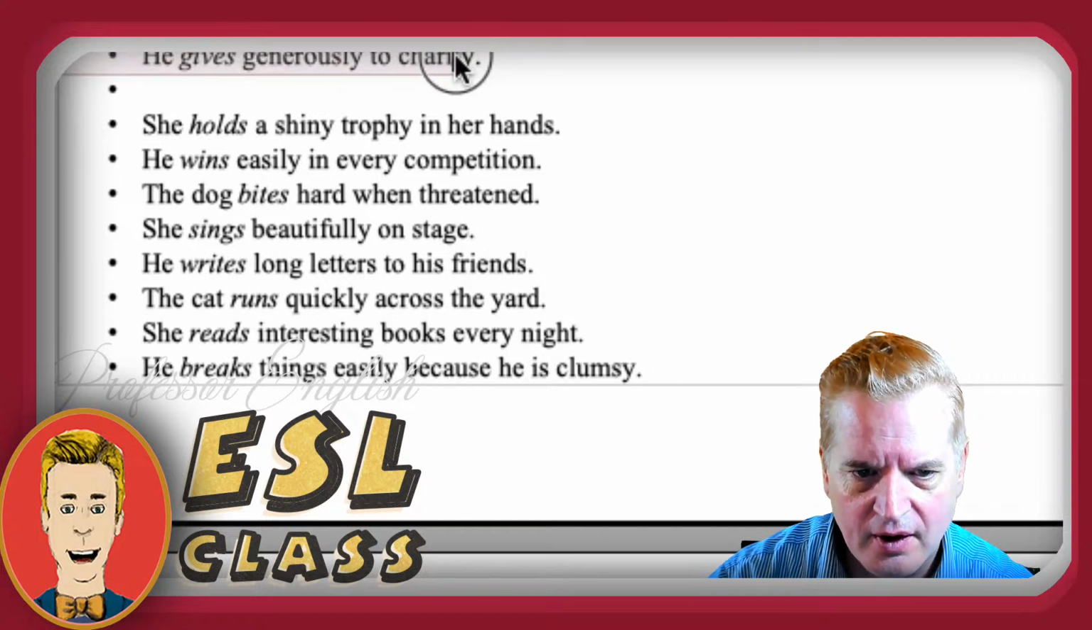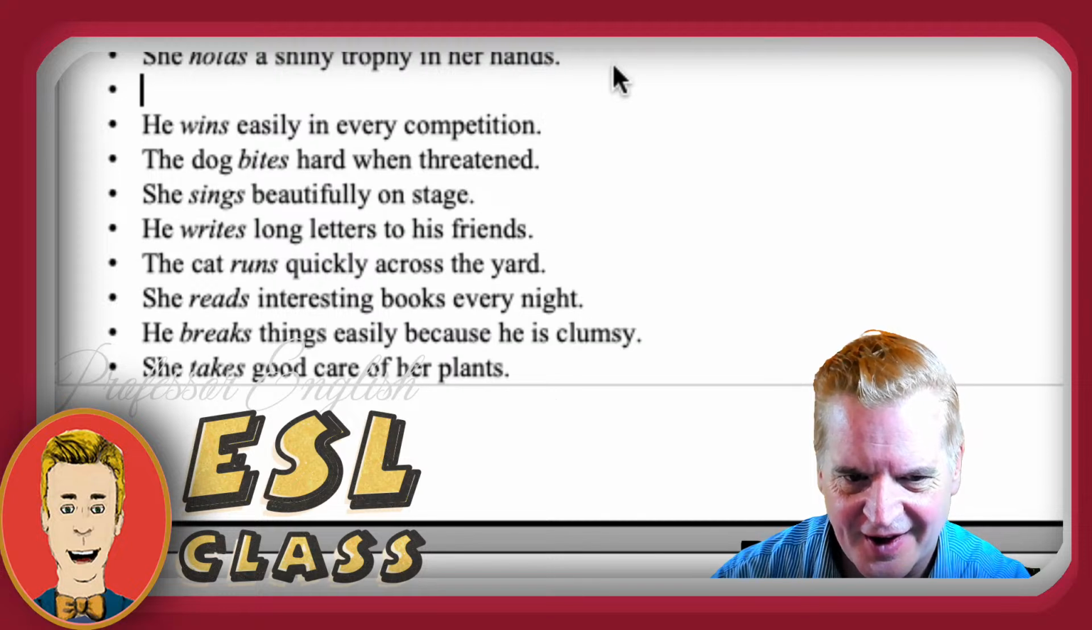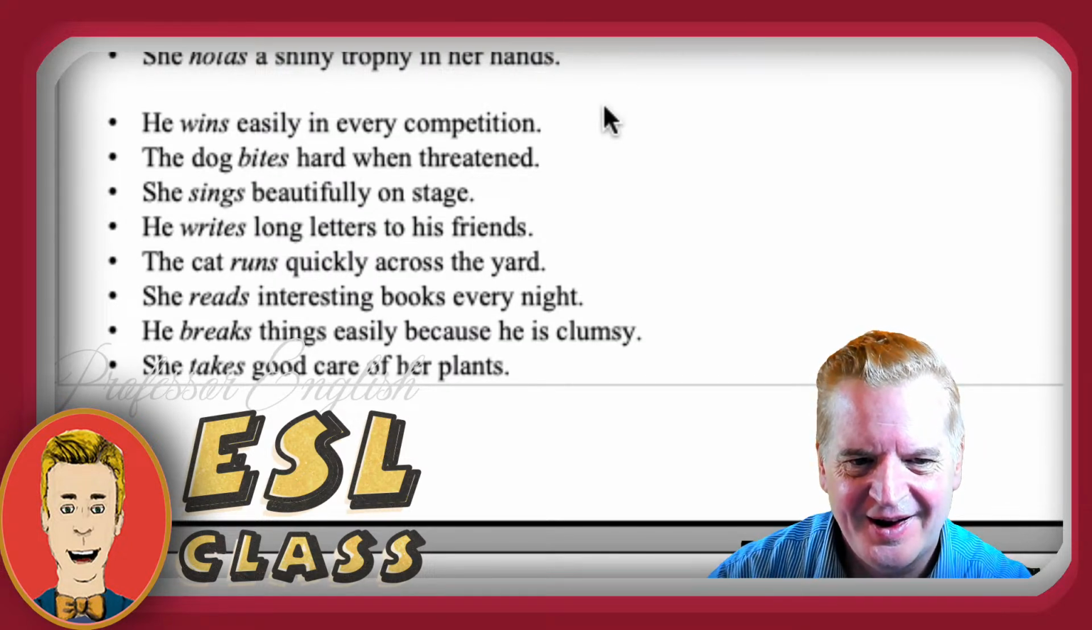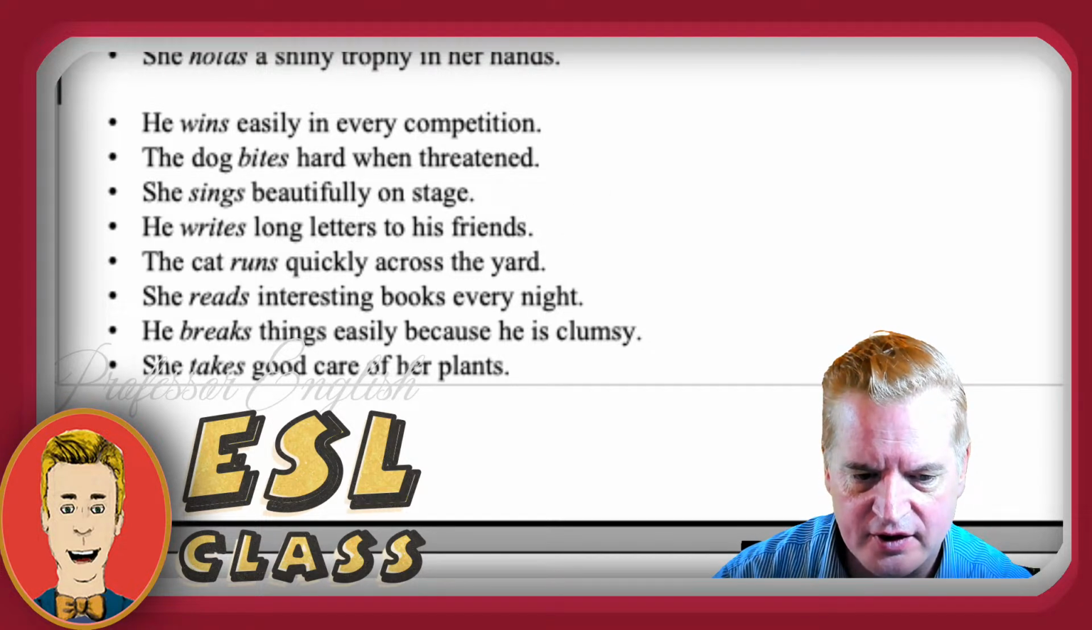Okay, I think we did this one yesterday. So let's delete that. Okay. Now the next sentence is, she holds a shiny trophy in her hands.